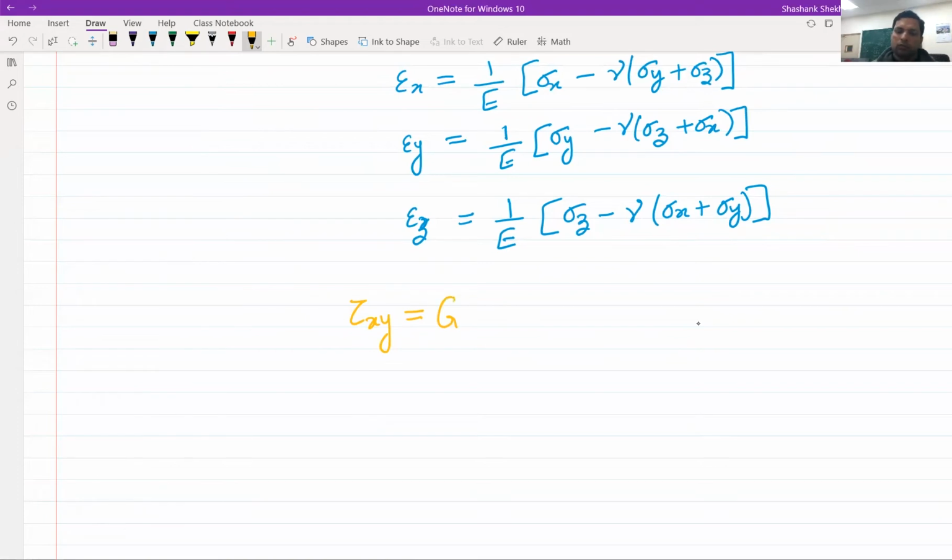Now here it is conventional to represent this modulus in terms of the shear modulus. This was the elastic modulus, this is the shear modulus. So it is represented like this. There will be tau's. So we have the relation for epsilon and normal strains and the shear strains.